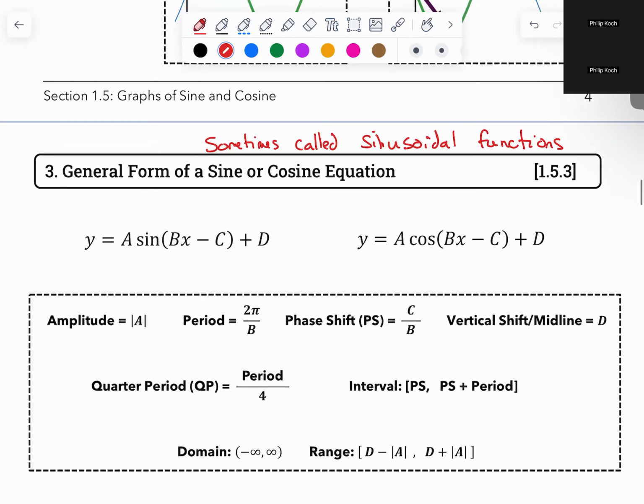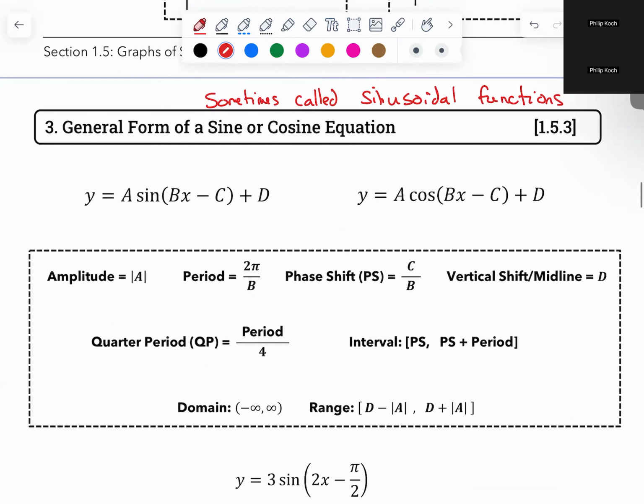So all those things we just learned: the period, the amplitude, the phase shift, the vertical shift or midline, and then some new information, the quarter period, which I'll explain in a second. An interval to draw for one period would be from the phase shift to the phase shift plus the period. And then the domain, because sine and cosine functions are defined everywhere, is all real numbers, or negative infinity to positive infinity.